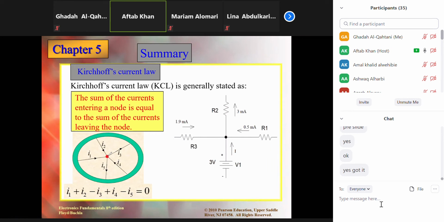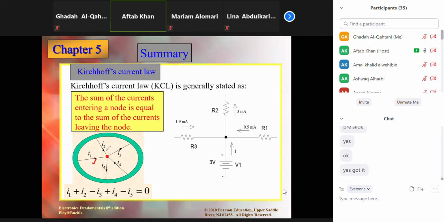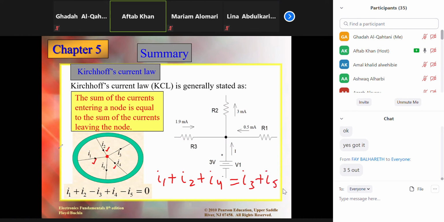Here, as per this formula, we can find what are the incoming currents and what are the outgoing currents. So if you look, the arrows showing incoming are I1, I2 and I4, and the remaining I3 and I5 are outgoing. So I can write the formula: I1 plus I2 plus I4 is equal to I3 plus I5. This is the formula of the KCL, Kirchhoff's current law. So this way we can get it.